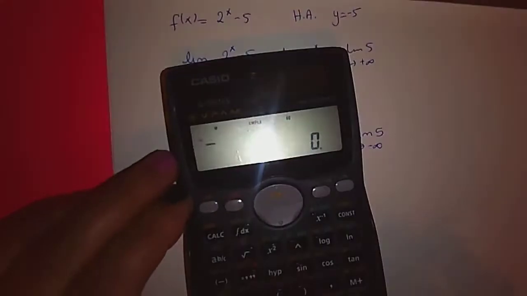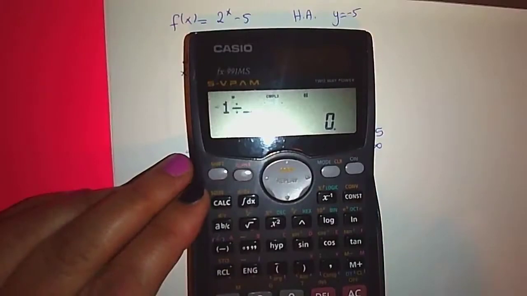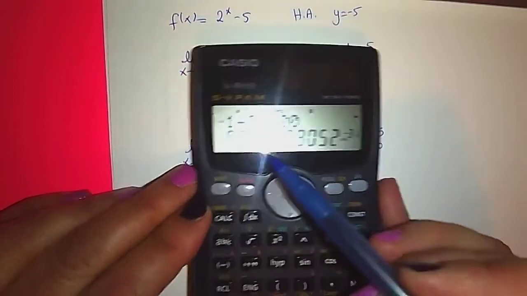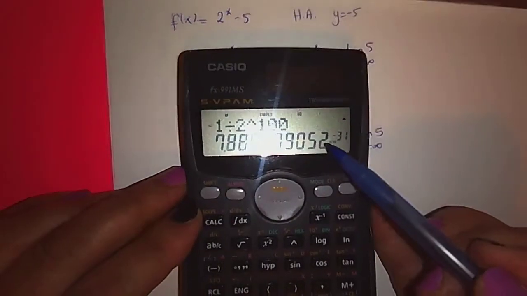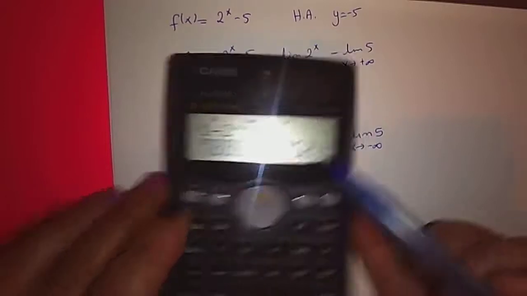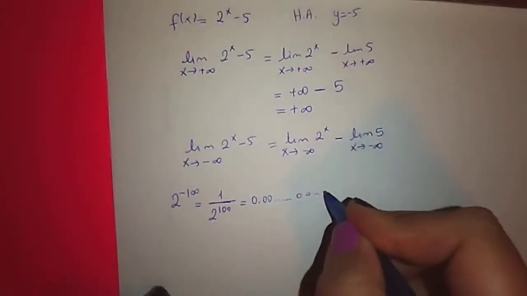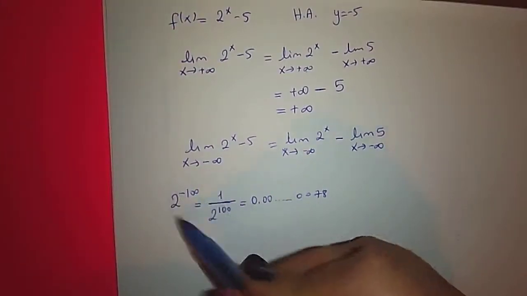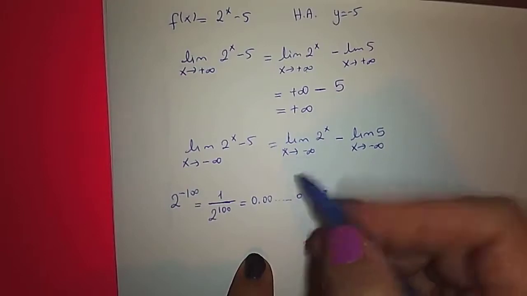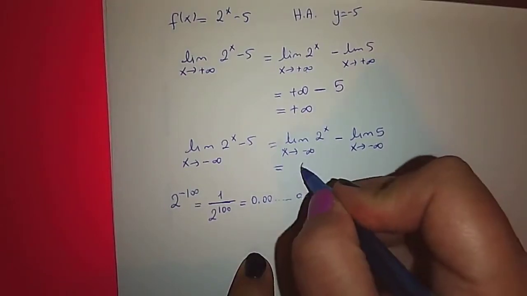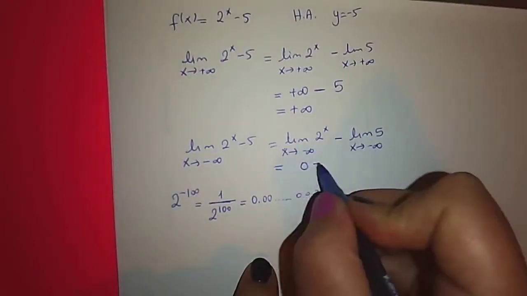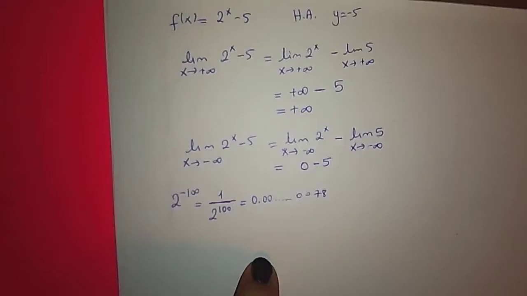Let's use our calculator, 1 over 2 to the power of 100. This will give you 7.8 times 10 to the power of -31. So this is a very small number. Then we can say that this value approaches 0. It is so small that it is almost 0. And again, the limit of 5 as x approaches negative infinity is still 5. So 0 minus 5 gives you -5.